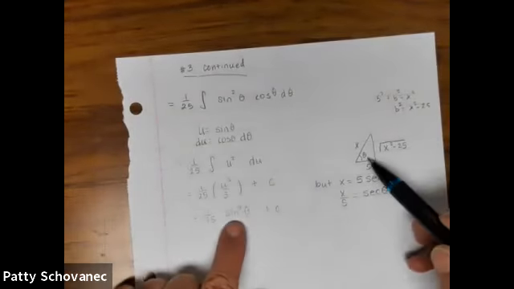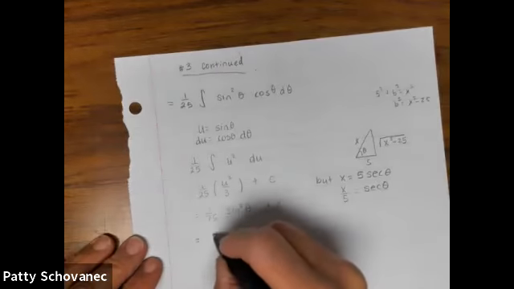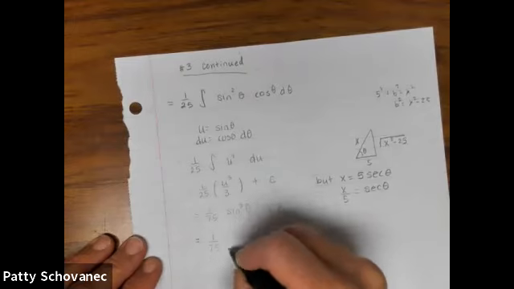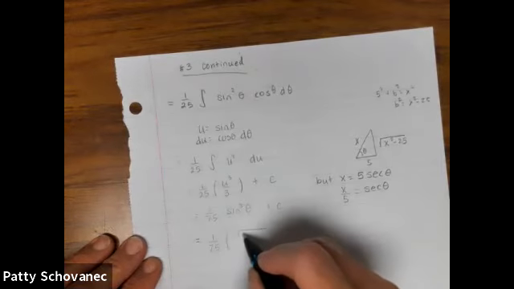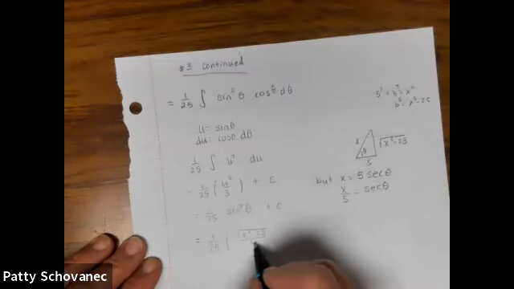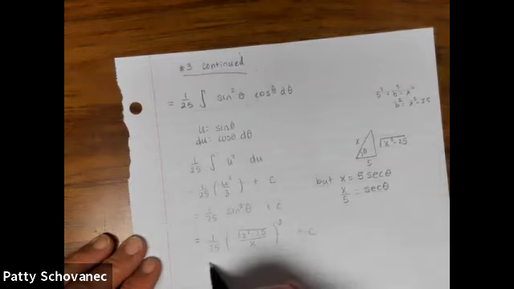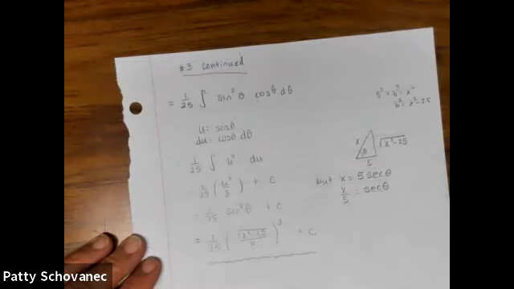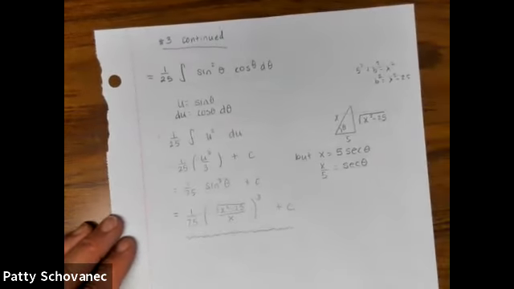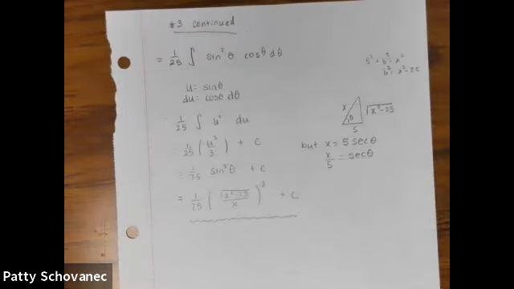Now, the sine is opposite over hypotenuse. So opposite is the square root of x squared minus 25. Hypotenuse is x. And then I got to put the cubed on it. And there's our antiderivative. Okay, so we've got 3 more to go here.